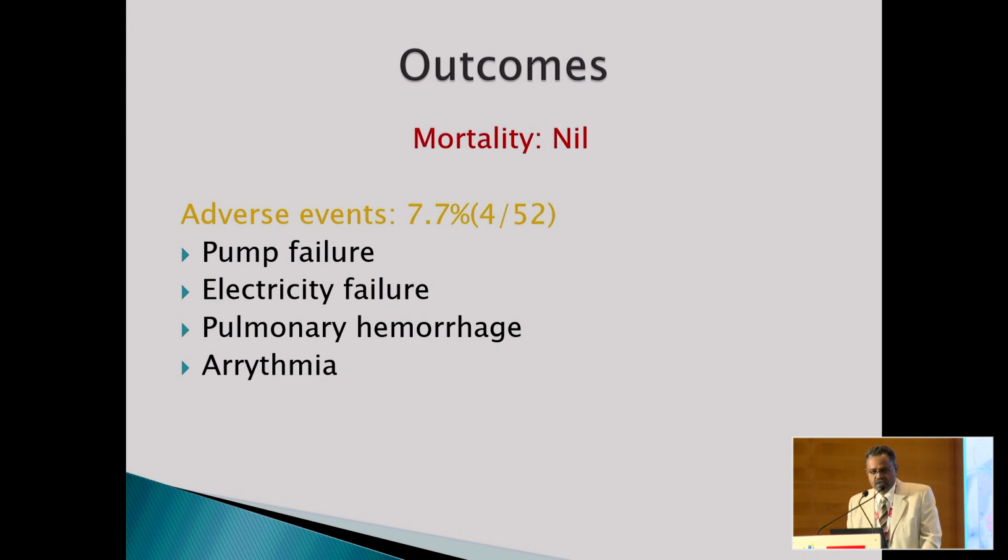Adverse events are around 7.7%, 4 out of 52. One was a pump failure where we had a backup pump and connected it. Another was an electrical failure where the team hand-cranked for about 1.5 hours and got the patient here. The next patient had a significant pulmonary hemorrhage, where the heparin was stopped, and after arriving here we gave Amicar and treated. Another patient had a significant arrhythmia and hypertension. This patient moved from Ahmedabad, landed in Mumbai, and was stabilized for the arrhythmia for 2 days.